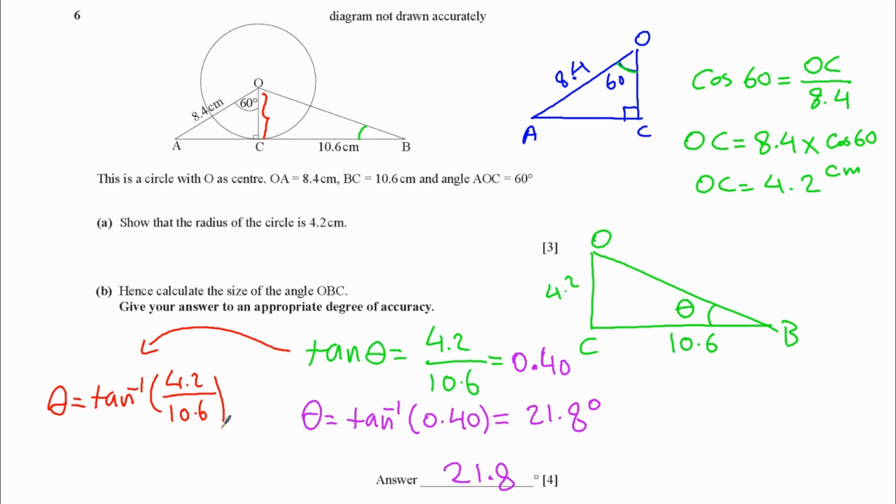So if I do this now, and I write in here on my calculator, tan minus 1 of a bracket 4.2 divided by 10.6.